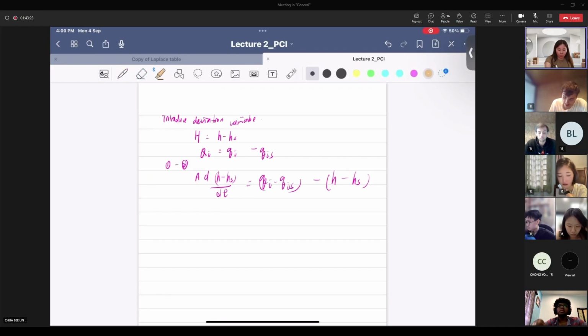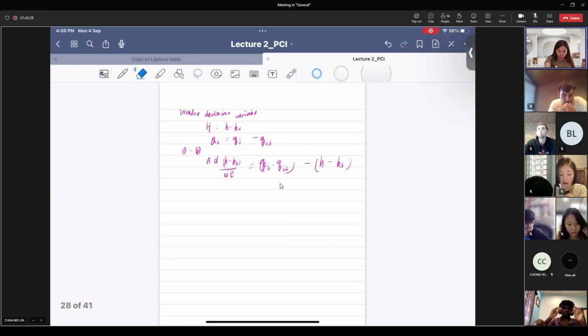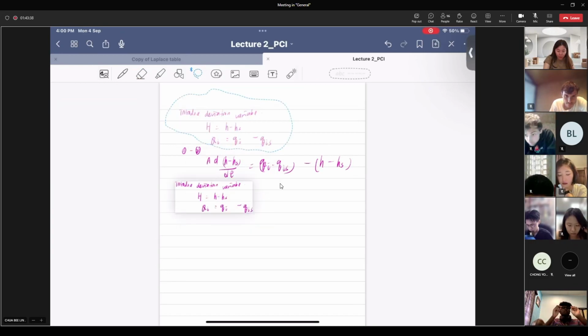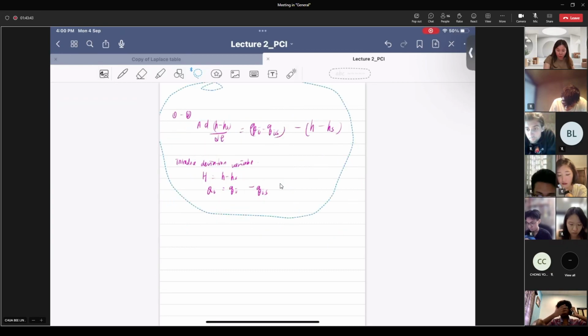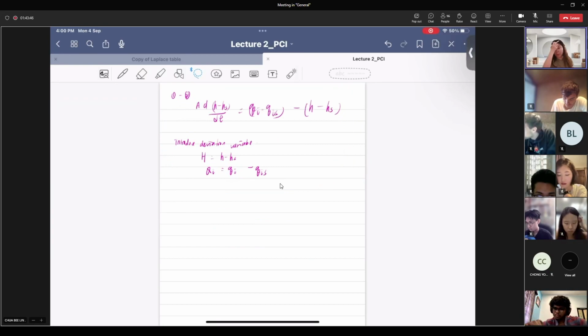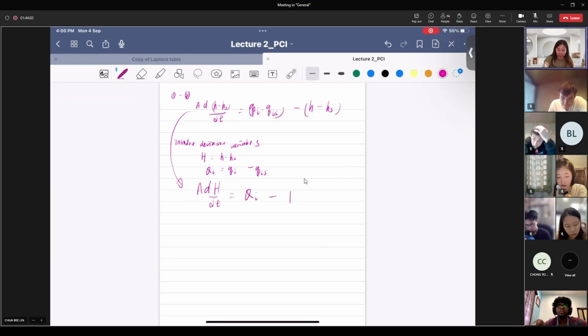So I should move this one after, or I already derived that one. I haven't. So I should move this one after that. Okay, you should use the unsteady state balance minus the steady state balance first, and then only you introduce the deviation variables. Okay, so this equation will be left with A dH over dt equals Qi minus H.